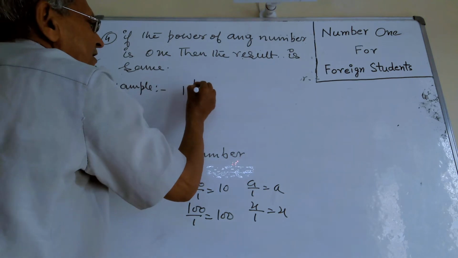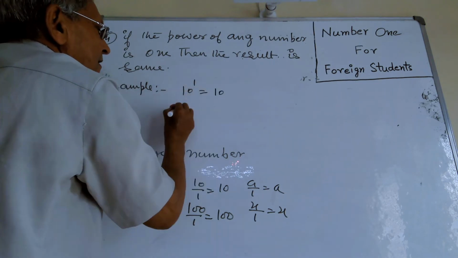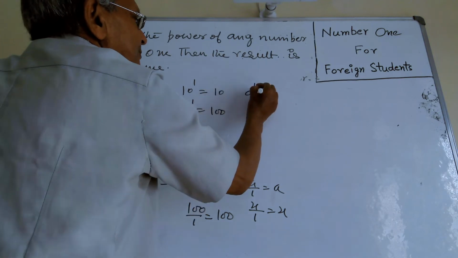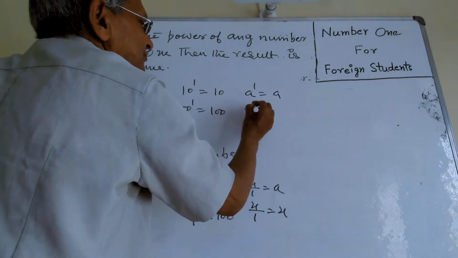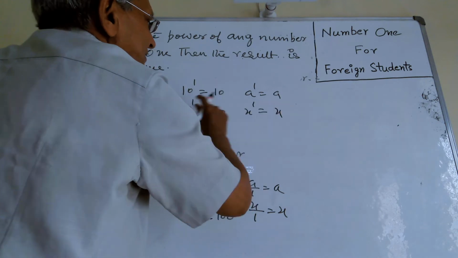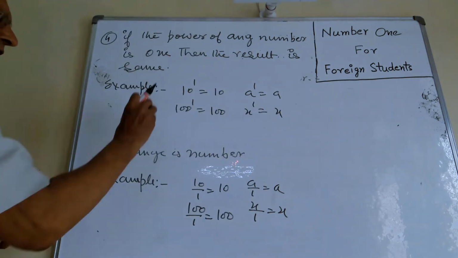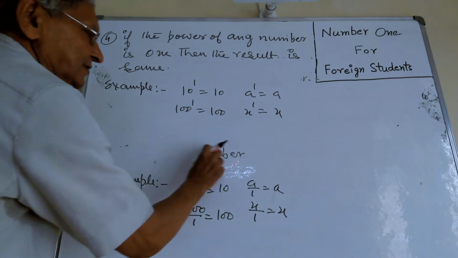10 raised to the power 1 is 10. 100 raised to the power 1 is 100. A raised to the power 1 is A. X raised to the power 1 is X. There is no change. This is also a positive nature.